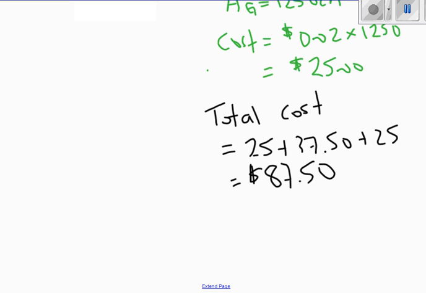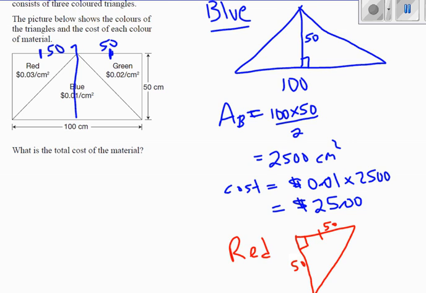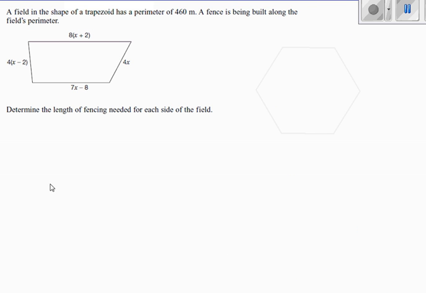Okay, hopefully a fairly straightforward question involving triangles. So another question here, it looks like a perimeter question. It says a field in the shape of a trapezoid has a perimeter of 460 meters. A fence is being built along the perimeter. Determine the length of fencing needed for each side.